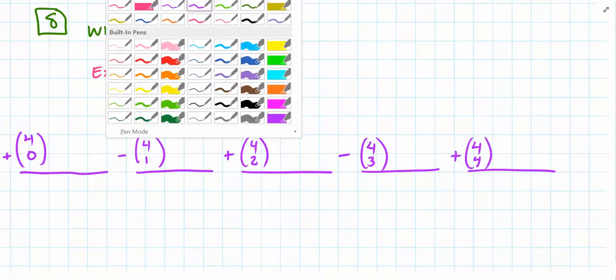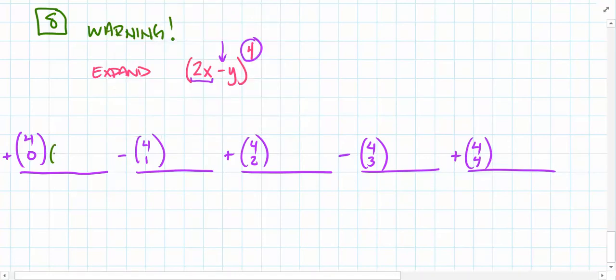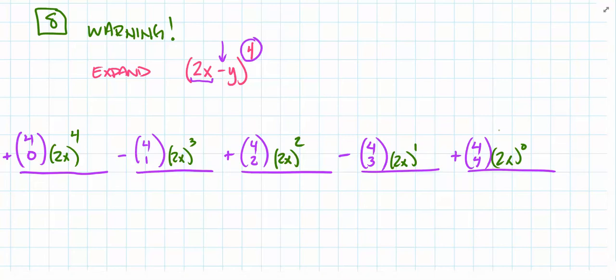Then I'm going to start my next move, and I'm going to take my 2x, raise it to a power of 4. 2x, raise it to a power of 3. 2x, raise it to a power of 2. 2x, raise it to a power of 1. Oh, excuse me. And then finally, 2x raised to the power of 0. Noticing that I'm raising the entire quantity 2x to that exponent, not just the x. The biggest mistake that people make is they only raise the x to the power of 4 and they forget the 2. Don't be that person.